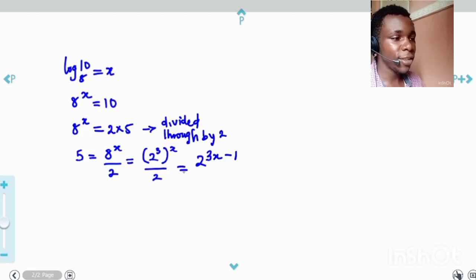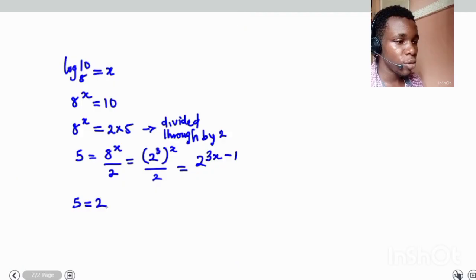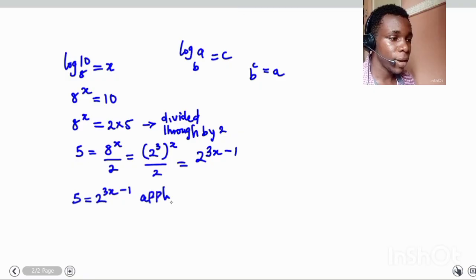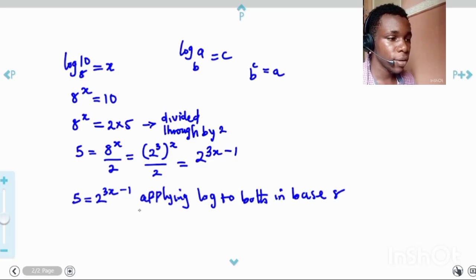So in this case, we are going to say that 5 is equal to 2 to the power of 3x minus 1. All right, let's say applying log to both sides, in base 8. That would be log 8 of 5 is equal to 2 to the power of 3x minus 1.